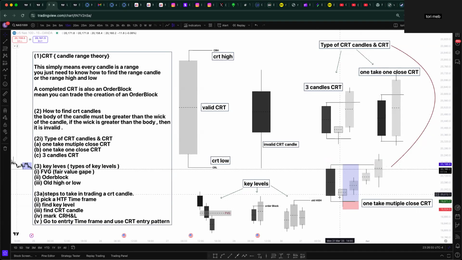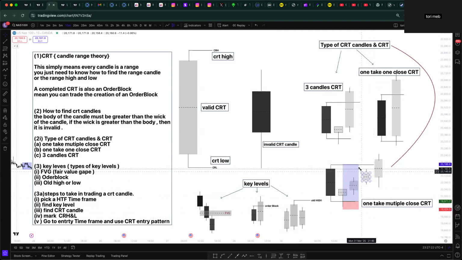So you can see it. One take means we have one manipulation candle, and then we have either two or three candles going higher to take the high of the CRT, right? So you have the CRT high, which is the CRT high. You have the CRT low.